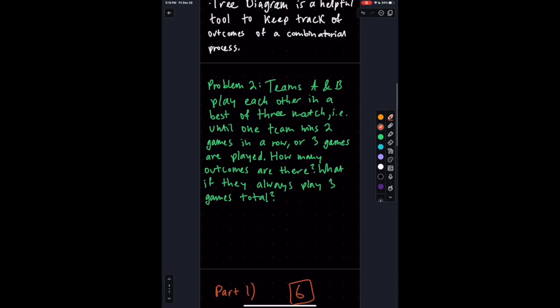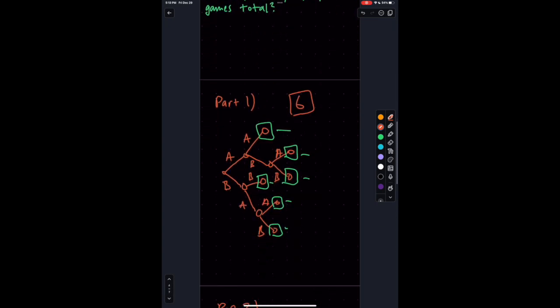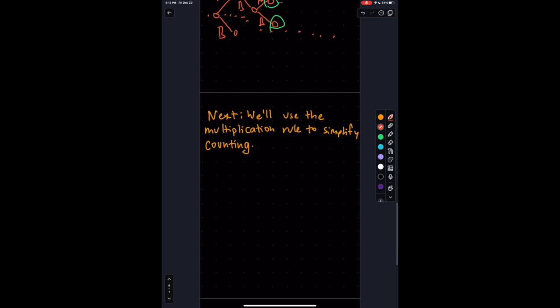So these are a couple simple techniques we use for counting. Next we'll talk more about the multiplication rule, which will give us a more advanced method for counting.